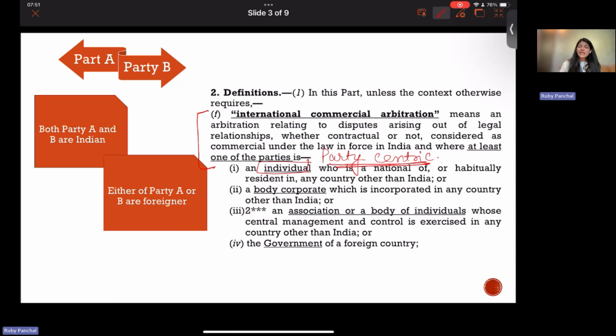So we are told by the definition how to judge that international element. For instance, in case of an individual, we will check their nationality and their residence. In case of a body corporate, company, LLP, etc., we would check their place of incorporation. In case of a body of individuals or association, we would check their central management. And in case of government, we'll see whether it is the Indian government or not. So it's a very party-centric definition that we apply to arbitration seated in India.